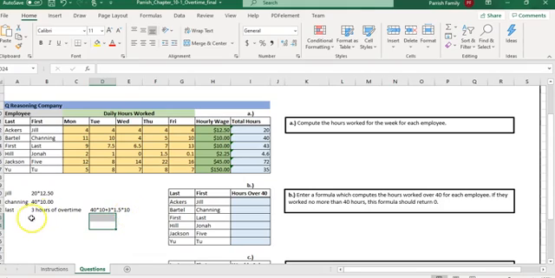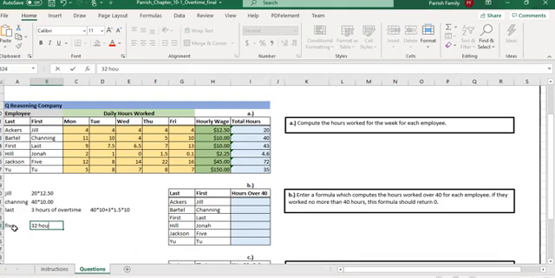Okay, let's look at 5. So 5 worked 32 hours of overtime. Okay, so that means they worked 40 regular hours and then 32 over. So they worked 40 hours at $45 plus the 32 hours that they did in overtime times 1.5 times the $45.